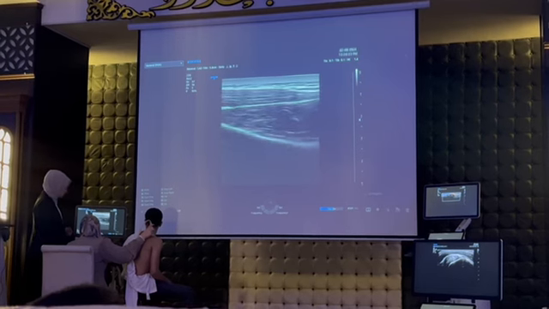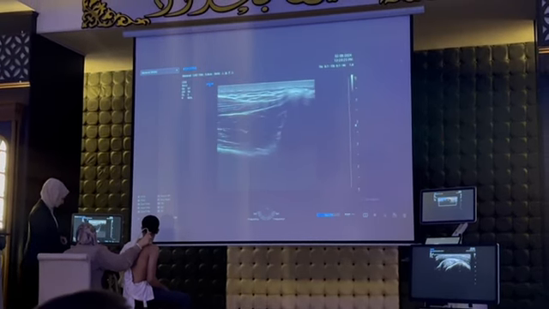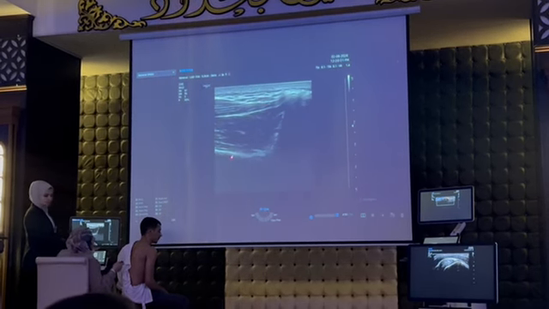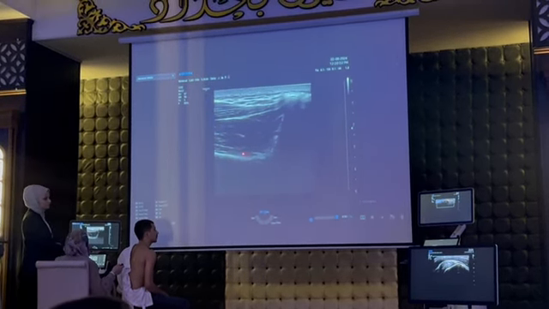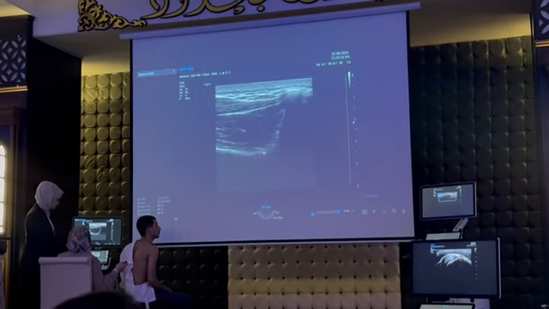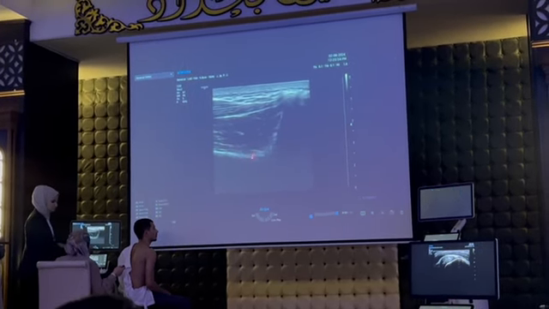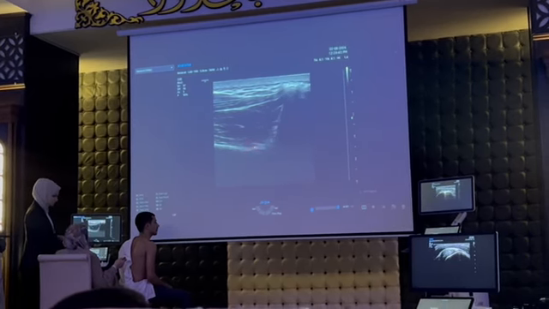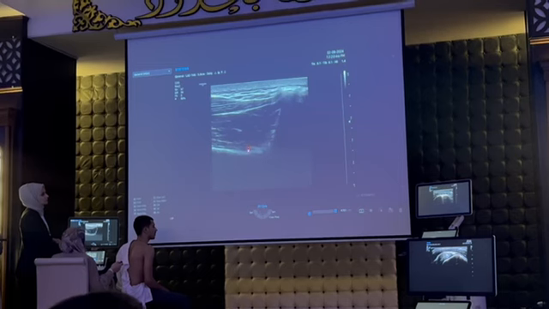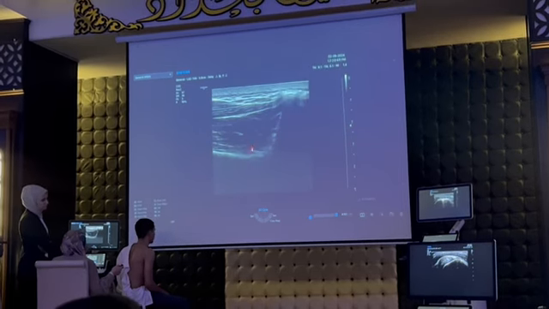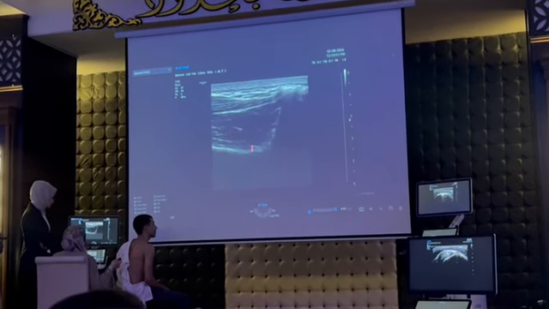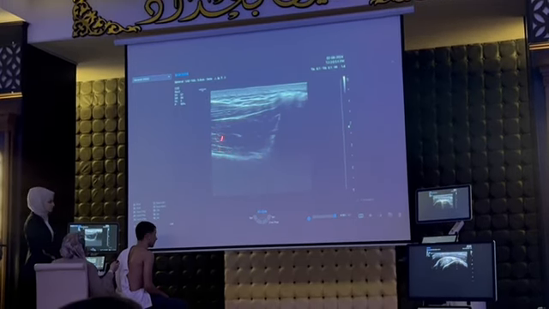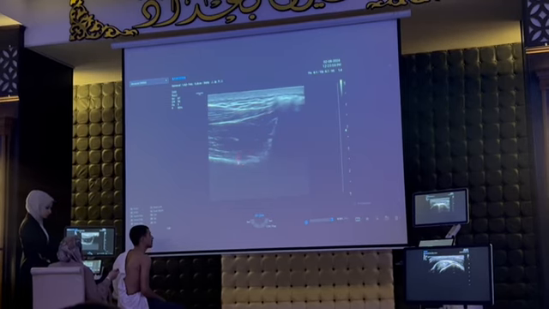So continue lateral, lateral. Here there will be a defect. This defect is called the suprascapular notch. It contains the suprascapular nerve and suprascapular artery. So we can't do ablation here because the nerve contains motor and sensory supply to supraspinatus and infraspinatus. This notch, which is seen at the inferior surface of the supraspinatus muscle, is called the suprascapular notch.